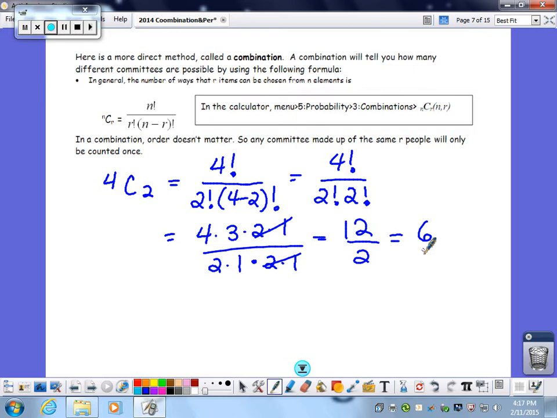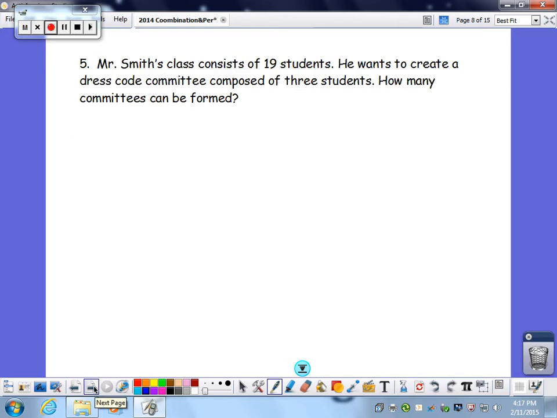All right, let's look at another example of a combination. Mr. Smith's class consists of 19 students. He wants to create a dress code committee composed of 3 students. So n is 19, my r is 3. Since this is a committee, I'm looking for keywords here. Since it's a committee, order is not going to matter, so I'm going to use a combination. When you read these questions, you're going to ask, does order matter? That's going to determine whether you use a combination or a permutation.